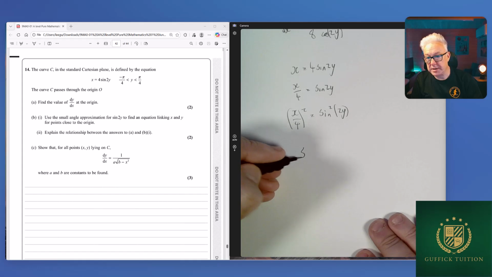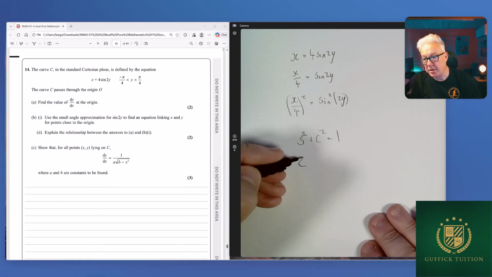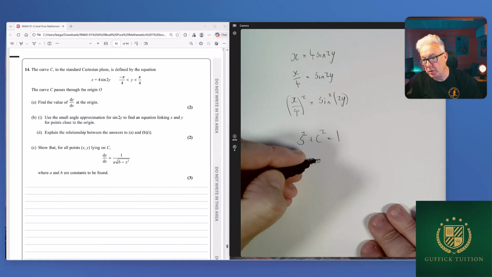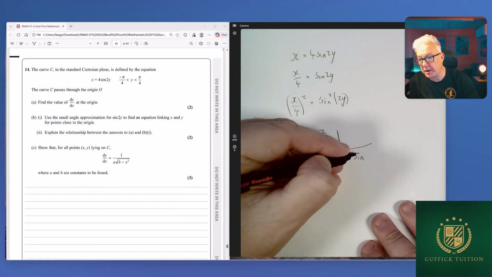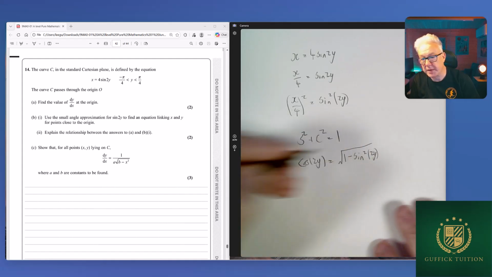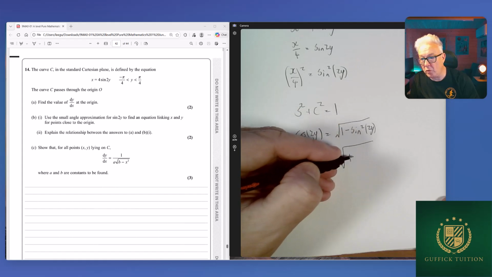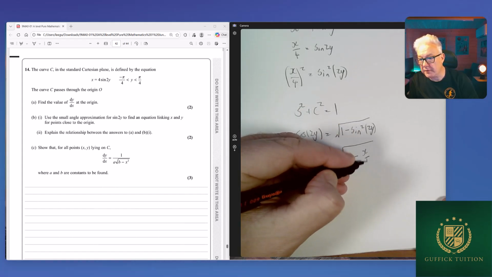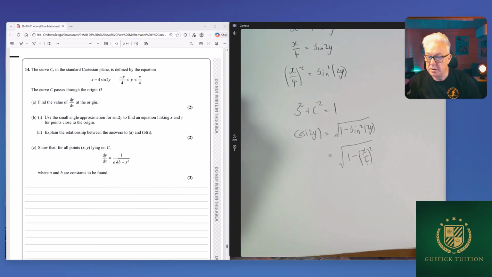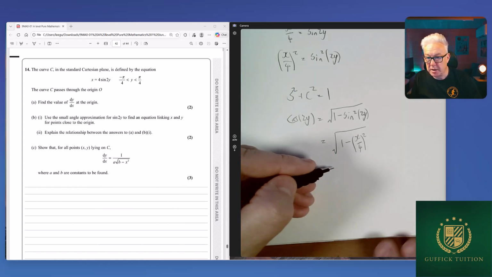We know that sine squared add cos squared equals 1. So we could say that cos of 2y is equal to the square root of 1 minus sine squared 2y, which is the square root of 1 minus x over 4 all squared. All right, so far so good. We just need to try and tidy this up a little bit now and see what we're getting.